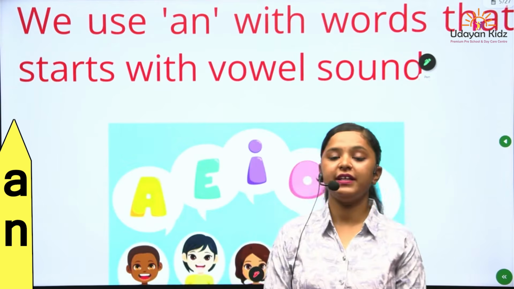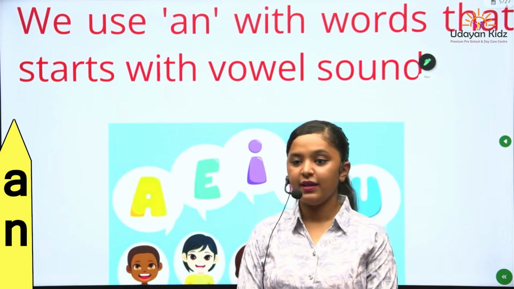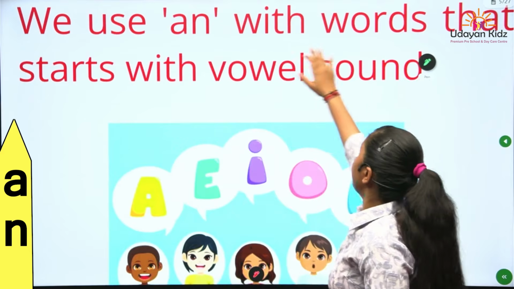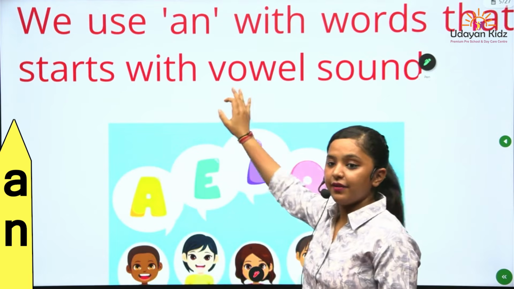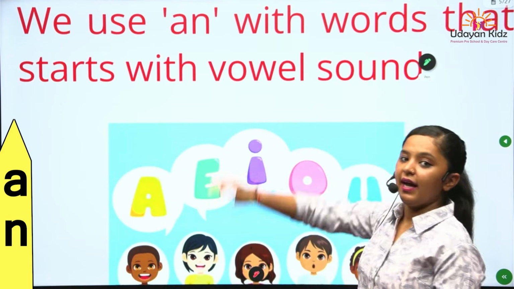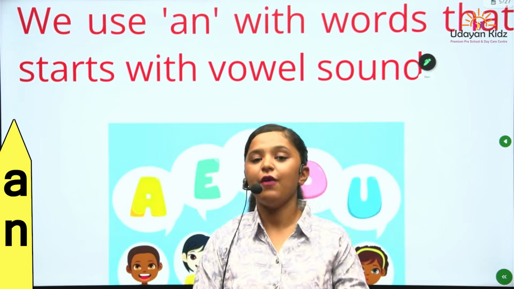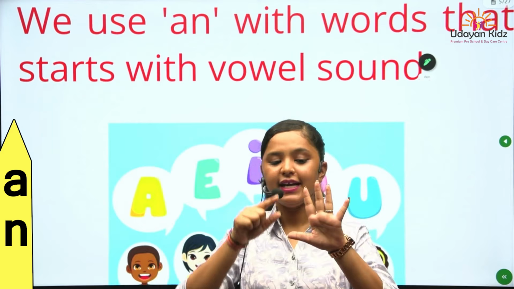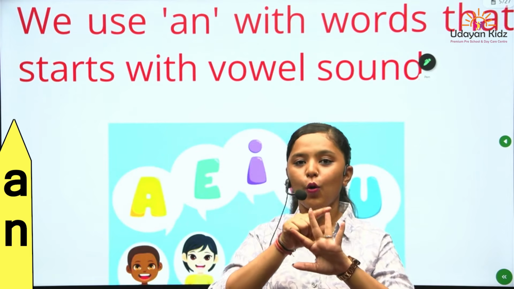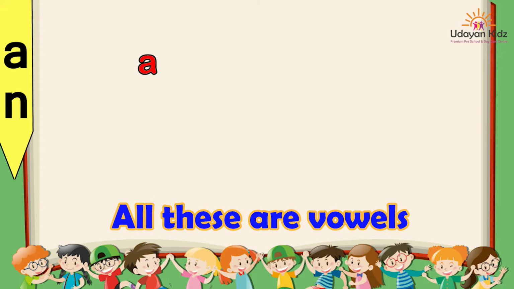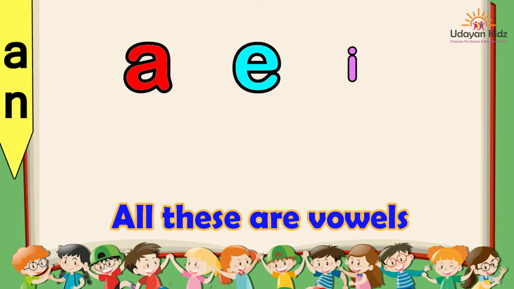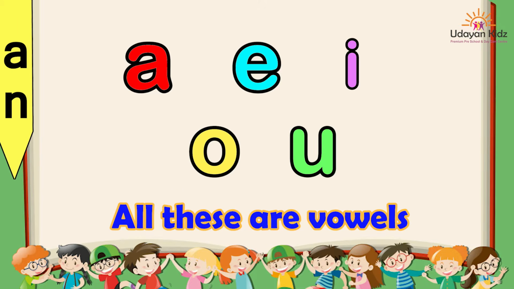Now I will tell you the use of AN. We use AN with words that start with a vowel sound. And you know how many vowels we have? Yes, we have 5 vowels: A, E, I, O, U.